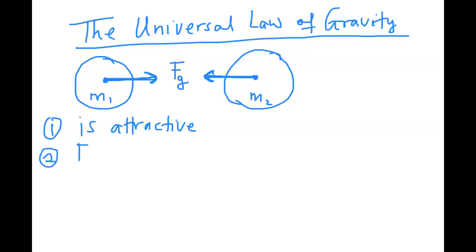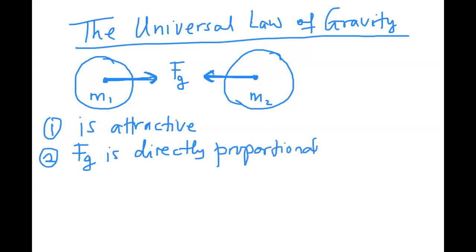So we can write that gravitational force is directly proportional to the product of the two masses.